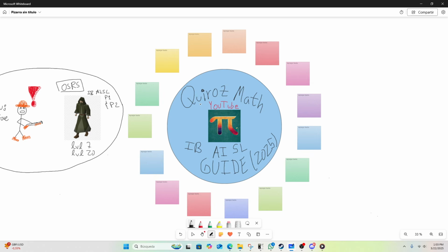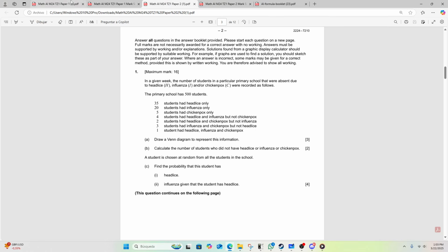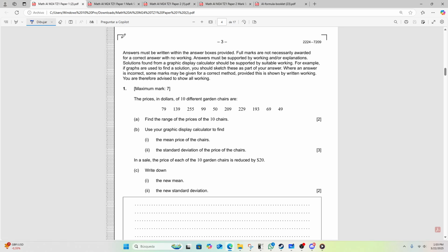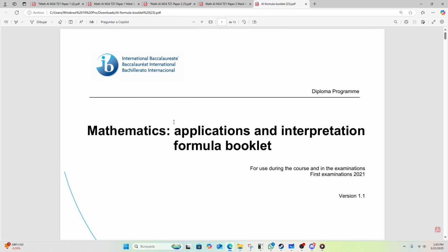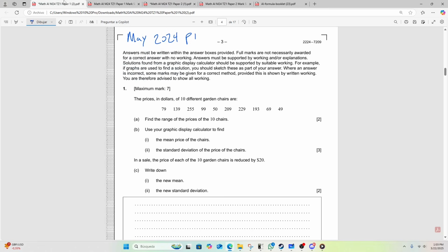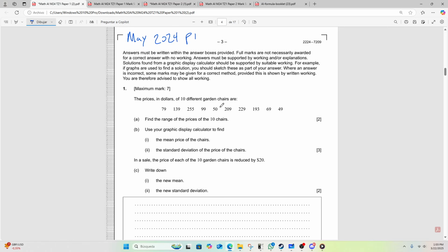So what I'm going to do is take paper 1 and paper 2 from May 2024, and also the formula booklet. I'm going to explain this structural approach and the key concepts that you have to know in order to solve these exercises. I'm going to have these PDFs with a bunch of stuff written on them, alongside the mark schemes.